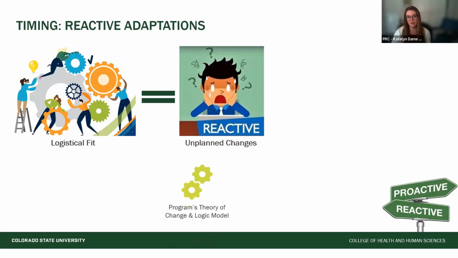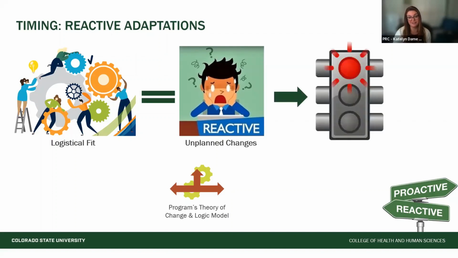But most importantly, reactive adaptations are not typically aligned with and often deviate from the program's goals or theory and logic model, which, as we will discuss soon, is a red light change that should be avoided if possible.